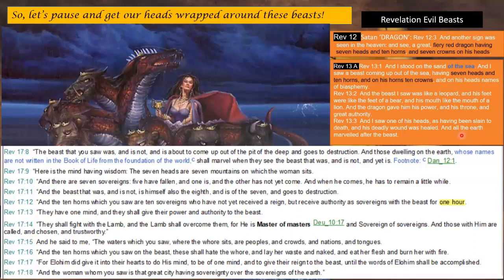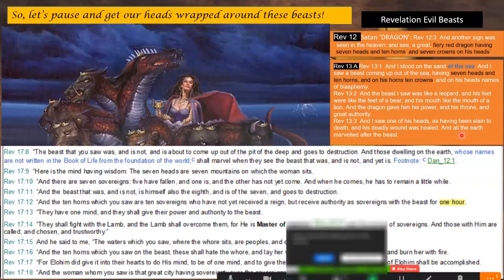waste and naked and eat her flesh and burn her with fire. For Elohim did give it unto their hearts to do his mind, to be of one mind, and to give their reign to the beast, until the words of Elohim shall be accomplished. And the woman whom you saw is that great city, having sovereignty over the sovereigns of the earth.